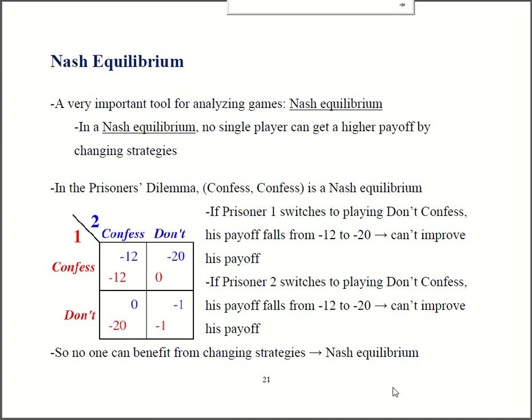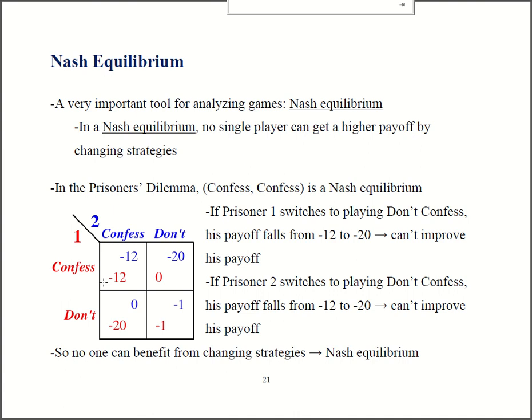So if both players end up confessing, and we said they both will end up confessing here, can anyone deviate and get a higher payoff? So it's only one player at a time deviating. You can't both switch strategies simultaneously. So prisoner 1 cannot improve by changing strategies.